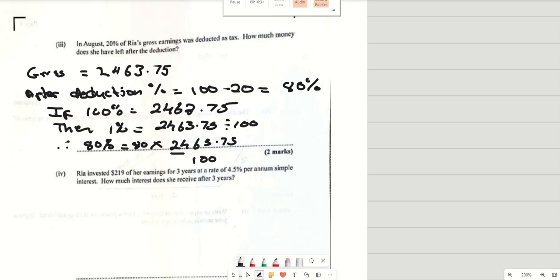That's 80 multiplied by $2,463.75. Right, so when you do this, you're going to get 80%, or how much she had after deductions, was $1,971. This is how much she was paid after her deductions, or this is how much she had left. All right, and that's how you do this question.